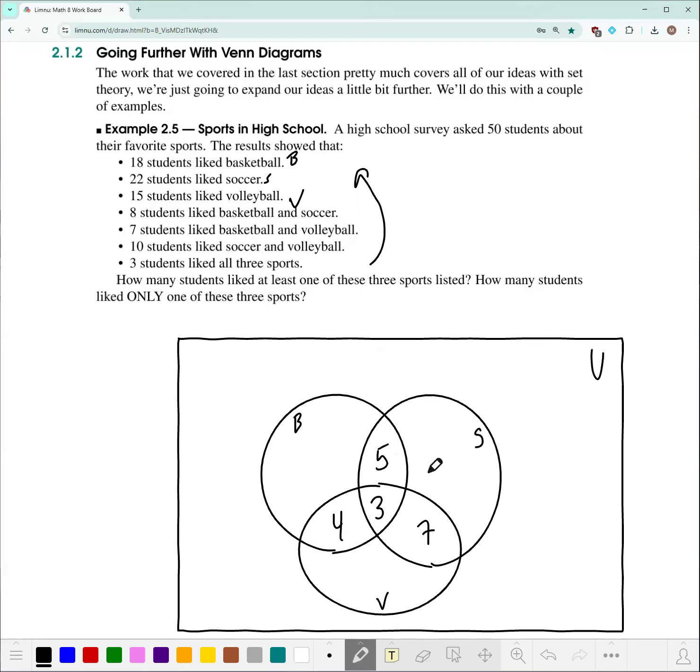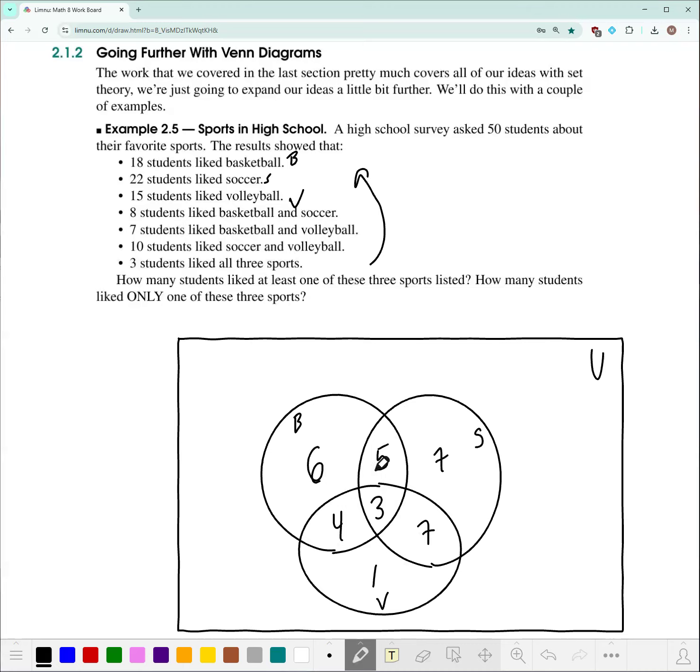Now let's look at our individual cases. So if 15 people liked volleyball, and we have 3 plus 7 is 10, plus 4 is 14, that means only 1 person only liked volleyball. For soccer, 22, that's 15 in our little intersection sections. Oh, that includes soccer. So we have 7 students left. And if 18 kids like basketball, that's 12 here. So we have another 6 that are not included.